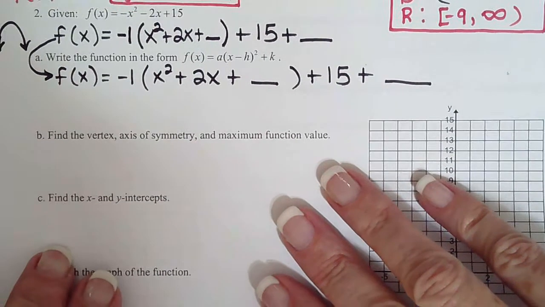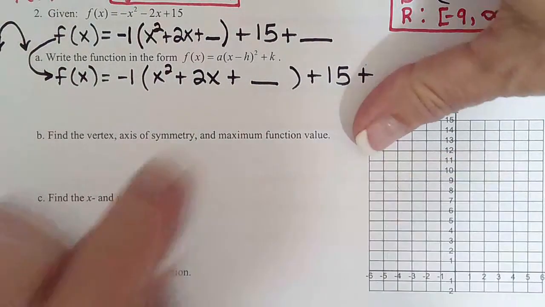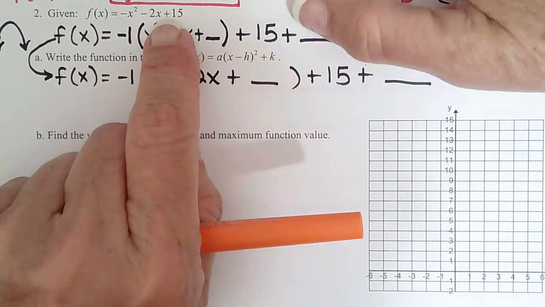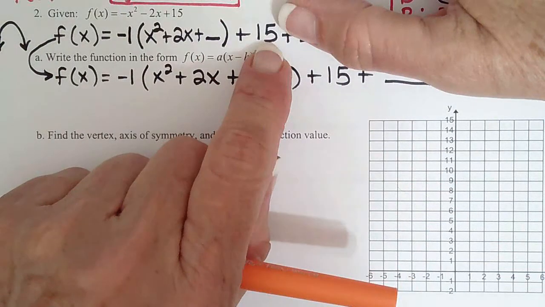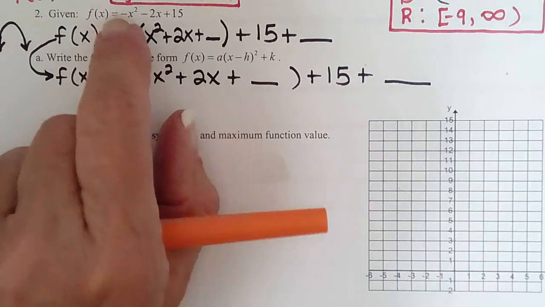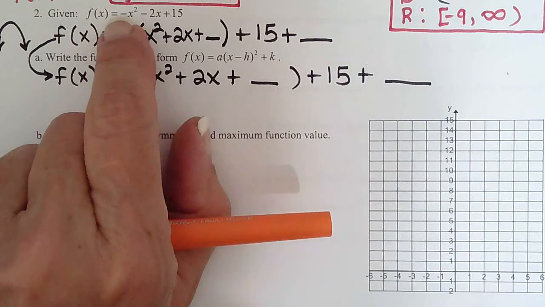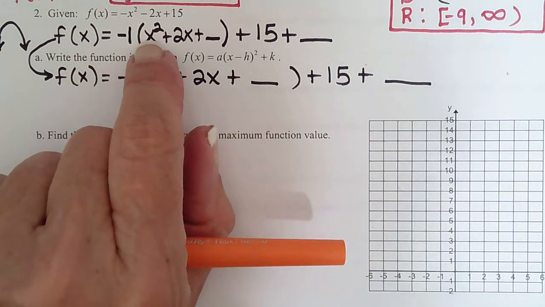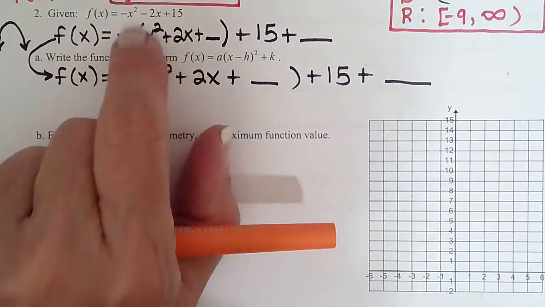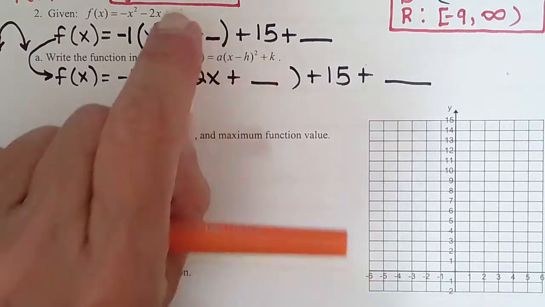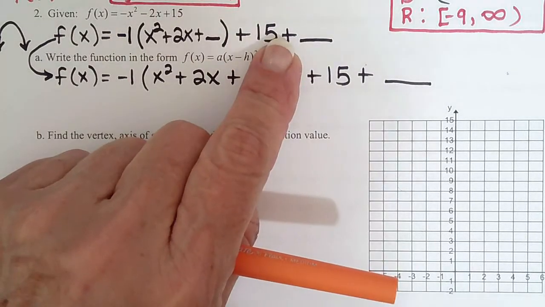So for number 2, I put the 15 outside. Notice I did not change its sign because this negative that I factored out of these two only goes with what's inside parentheses. It does not get distributed over here, so that 15 stays 15.